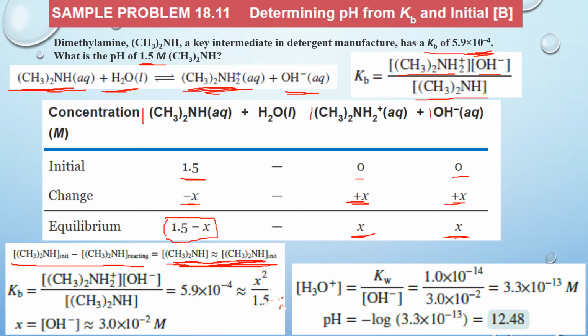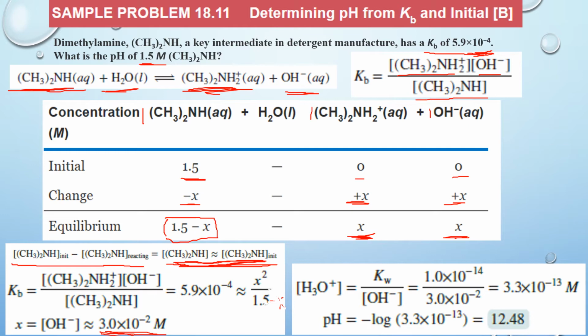If you calculate x using this equation, we're going to get 3.0 times 10 to the negative 2 molar. And remember, you have to compare this number with 1.5. If you divide this number by 1.5, you get a percentage lower than 5%, so our assumption is valid, and we'll stick with this value. That means the hydroxide and the conjugate acid concentrations at equilibrium are going to be 3 times 10 to the negative 2.